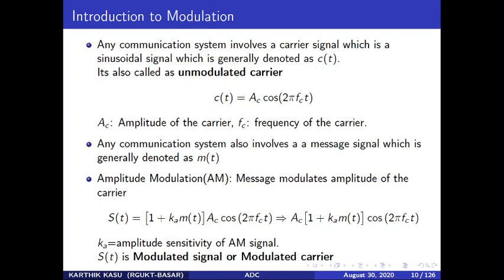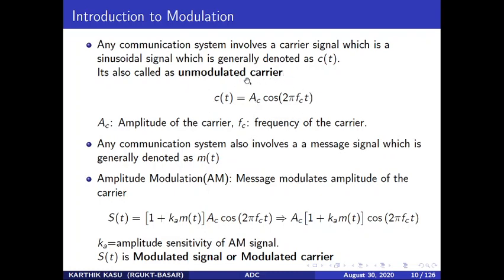What is a sinusoidal signal? A sine wave or a cos wave. Please remember, the carrier will always be a sinusoidal signal. It is denoted as C of t, C of t is for carrier. It is called the unmodulated carrier. We'll discuss this a little bit later.